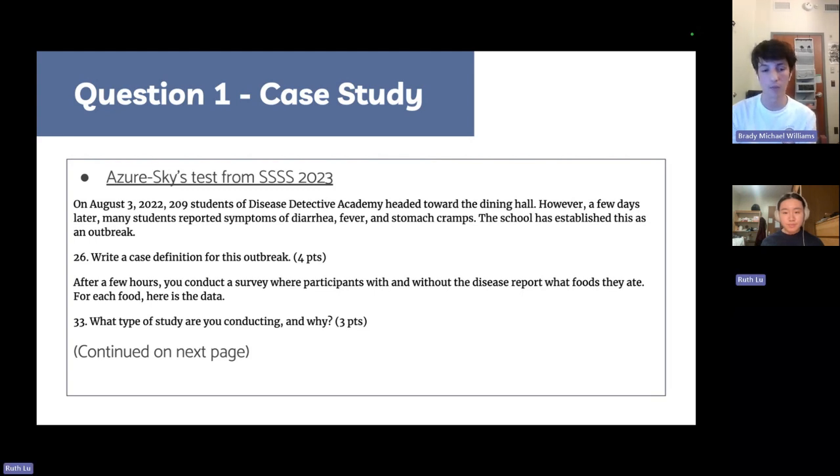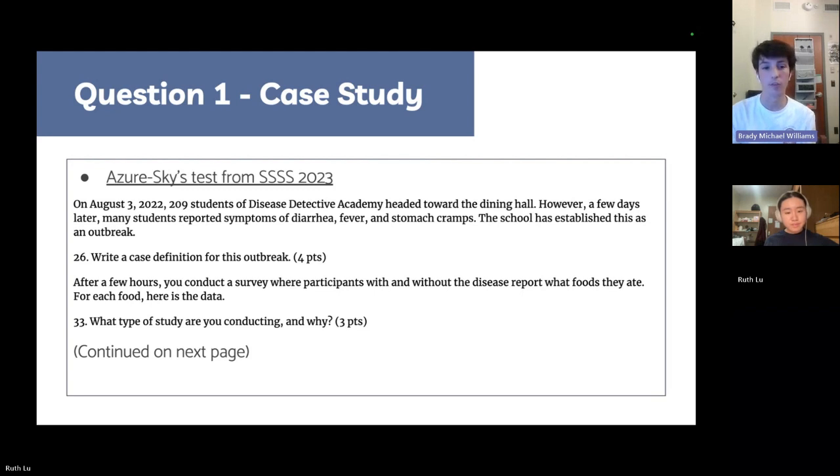The reason we want a case definition is we want to understand what cases we actually want to count in our outbreak. So there might be a salmonella outbreak in a certain food, but we don't want to count salmonella cases that are unrelated to this food, right? So for this outbreak, we want to define our people as people who experience these symptoms of diarrhea, fever, and stomach cramps. It would be nice to have a positive test or something, but we don't have that here, so we're just going to define that symptomatically.